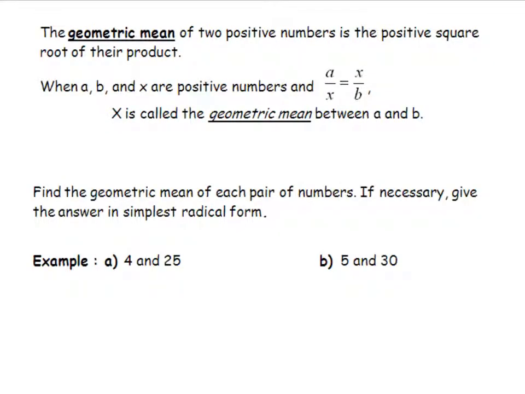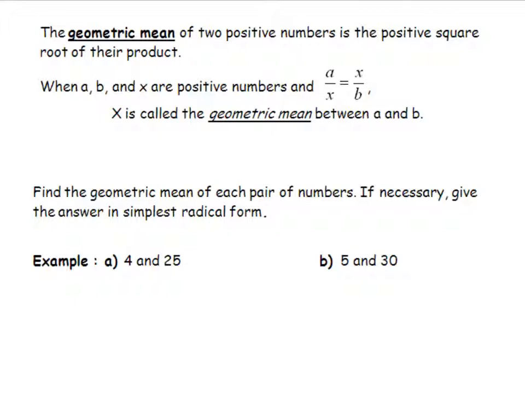The next part I want to talk about is the geometric mean of two positive numbers. Okay, this is the square root of their product. Product meaning multiplication here. So if A, B, and X are positive numbers, and it's set up like this, this is how you're going to set up your geometric mean. X is what's going to be called the geometric mean between A and B. Okay, so X is going to be the constant here. You're going to switch up A and B depending on which two numbers we're talking about.